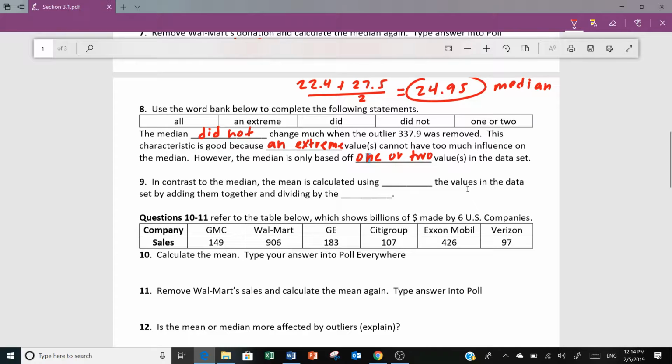Go ahead and form your groups and fill in the blanks. Looks like most of us have already done it, so.